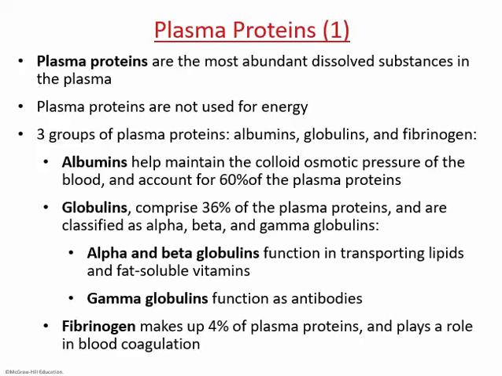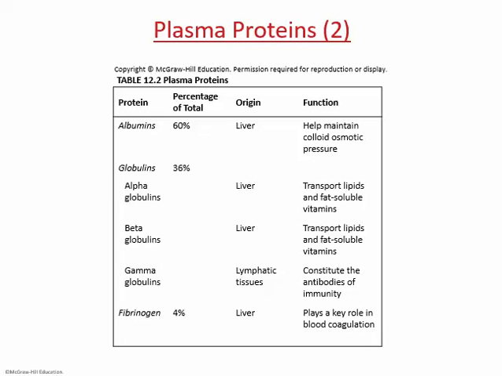Globulins are about a third of the proteins. Alpha, beta, and gamma globulins. Alpha and beta globulins are all about transporting lipids and the fat-soluble vitamins. The gamma globulins are the antibodies, but these are globular proteins. Fibrinogen is blood coagulation proteins. It becomes fibrin when blood is clotting. So here's the little chart of that.